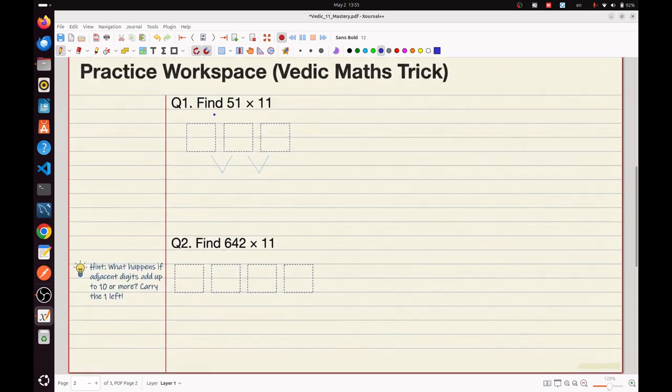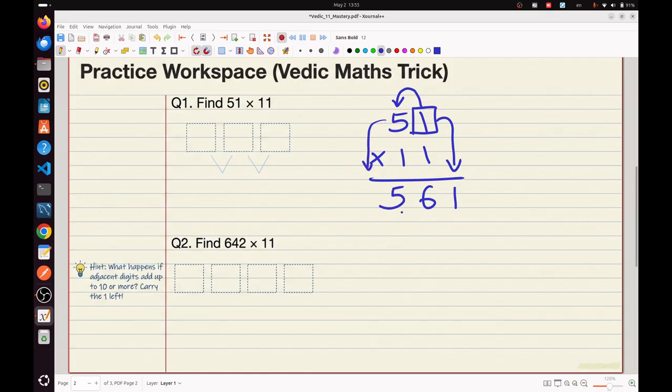In the second slide we have to find 51 cross 11. What we need to do in the first step? Whatever 1 is there, we need to keep towards the right hand, that is here. Next, add the number with its adjacent number, that is 5. 1 plus 5, we need to keep in the middle, that is 6. Last step: this 5 we need to place towards the left hand, that is here. The answer is 561. Like this we need to calculate.